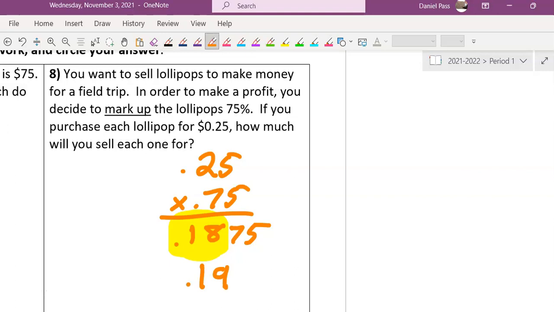No. What do we need to do now? You add it with 0.25. We add 0.25 to 0.19. And we get? 0.44. Yeah. Okay. All right. She's done.